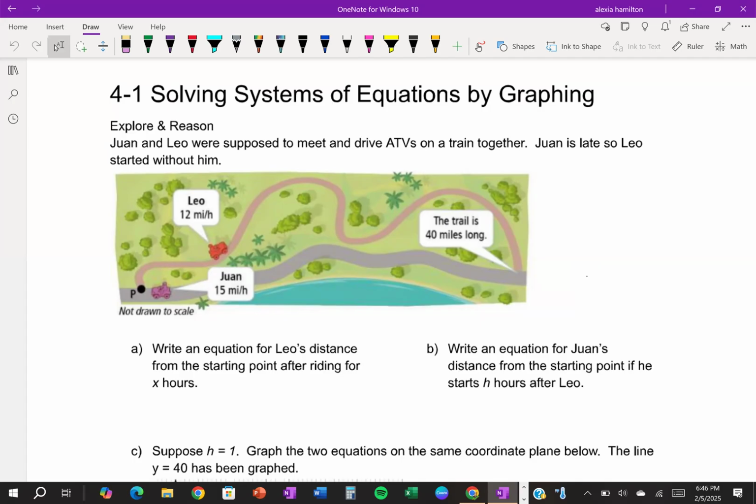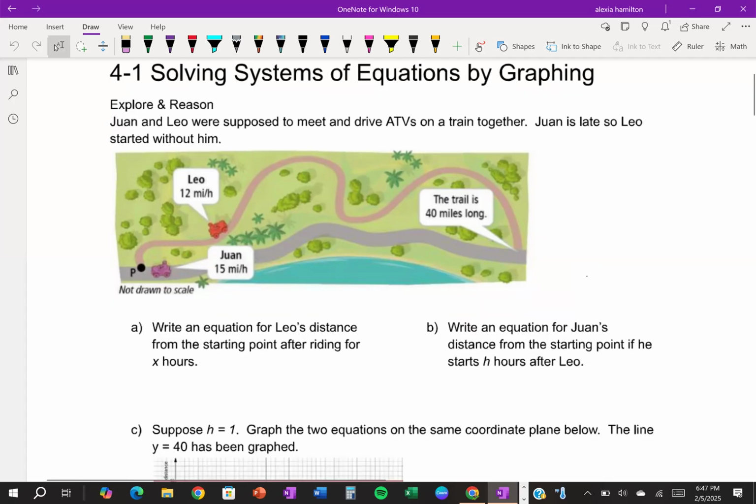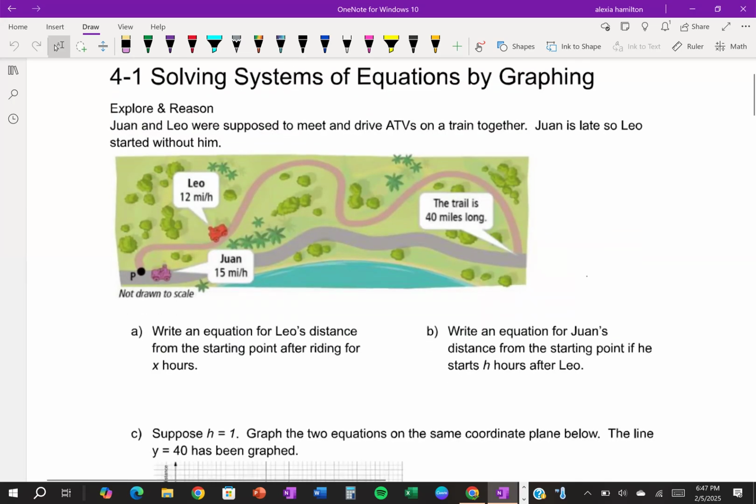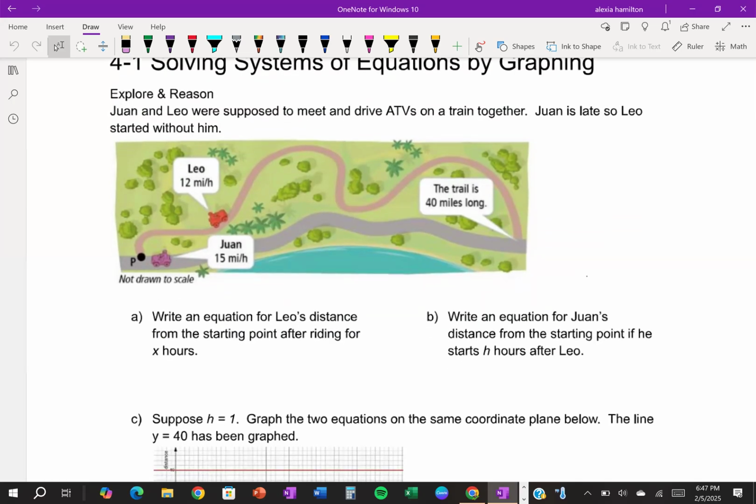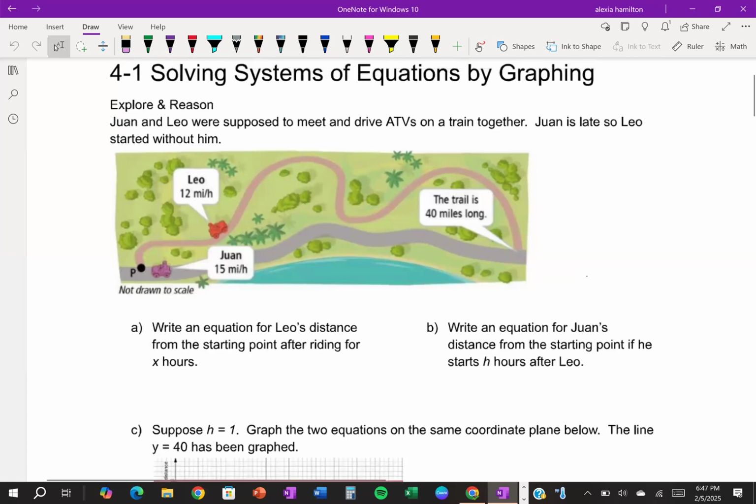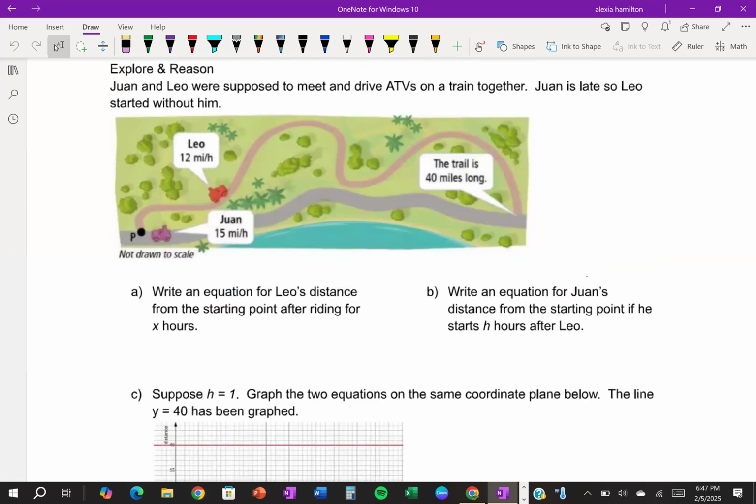So yesterday you guys did a review of graphing lines. The reason for that is that we are going to be looking at solving systems of equations today by graphing. So we have an explore and reason. Please follow along on your notes. And we should be good.